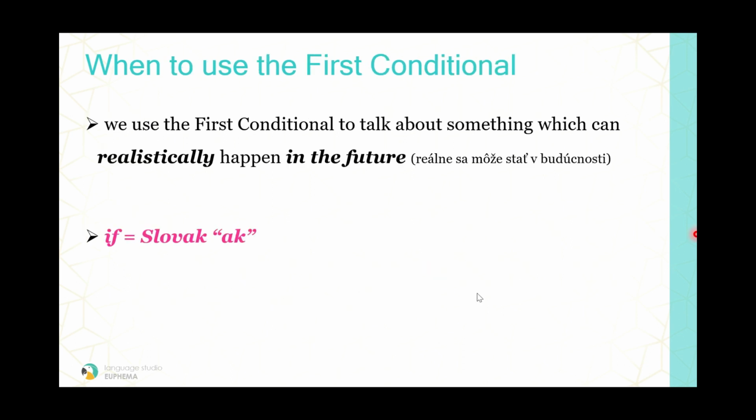And let's get more specific now. So when to use the first conditional? All right, so we use the first conditional to talk about something which can realistically happen in the future. Okay? Stress on realistically. So the first conditional expresses situations that are very likely to happen in the future. It's very possible that these situations will happen, all right, in the future. Another thing to remember for the Slovak learners is that the meaning of this short word if is ak in the first conditional, all right?